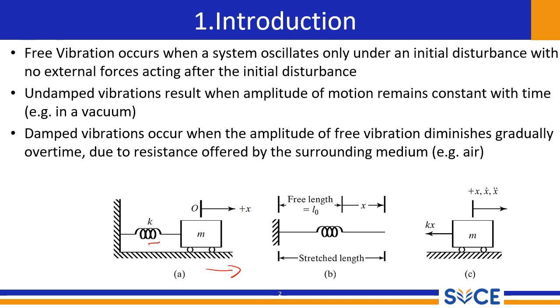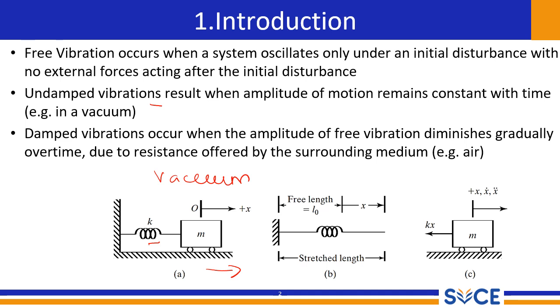Undamped vibration happens when the system oscillates without any resistance from the surrounding medium. This means the amplitude of motion remains constant over time. A perfect example of this would be a spring mass system oscillating in a vacuum, where there is no air resistance to damp the motion.